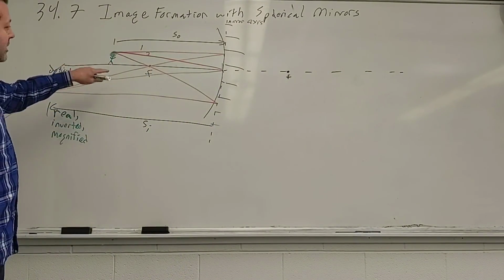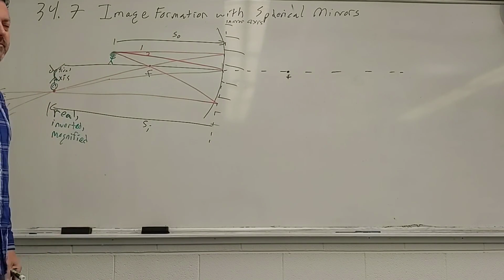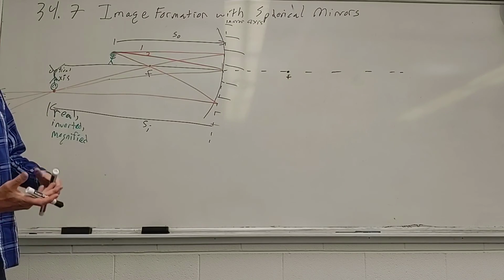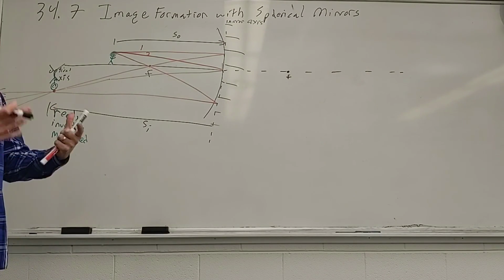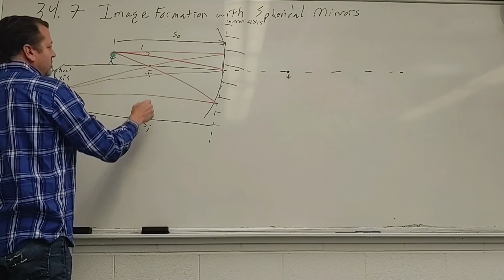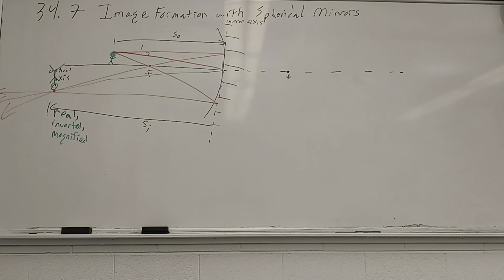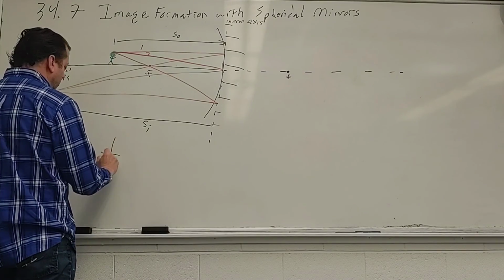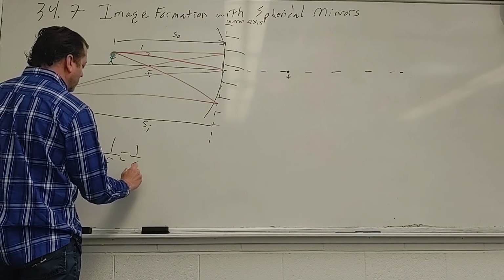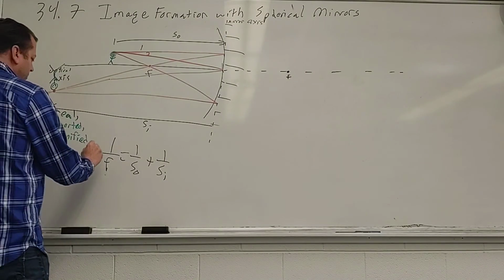Now, since this is just a folded-over convex lens, could the equation we use for the convex lens to find object distance, image distance, or focal length if we have the object and image distance, do you think we can use that same equation? And the same equation is valid. It checks.